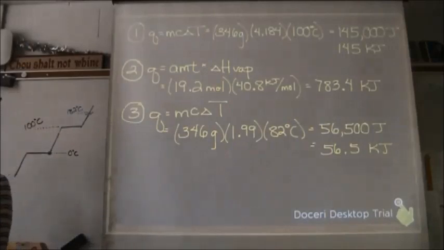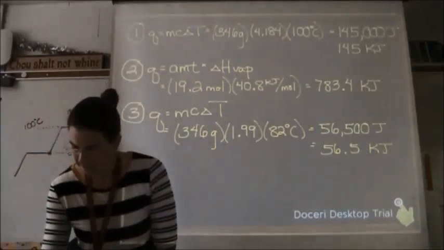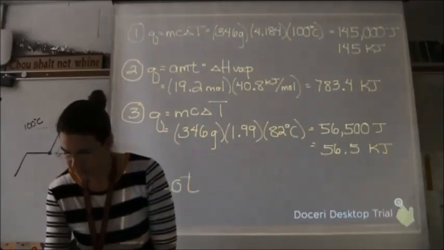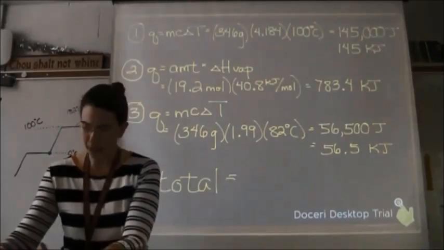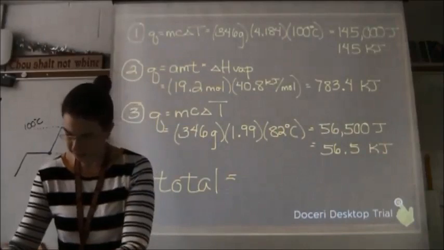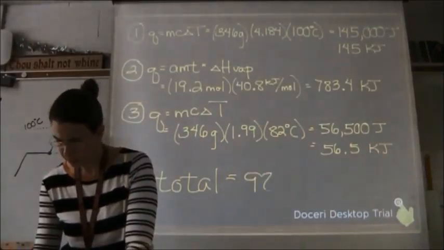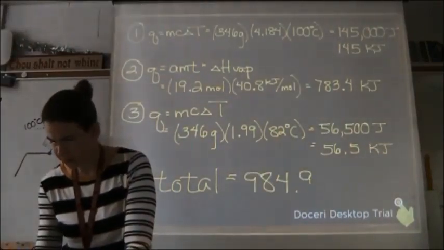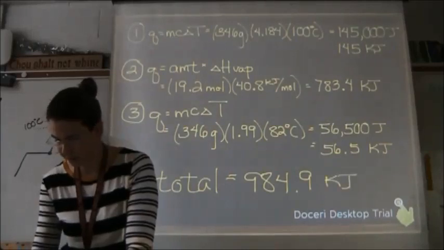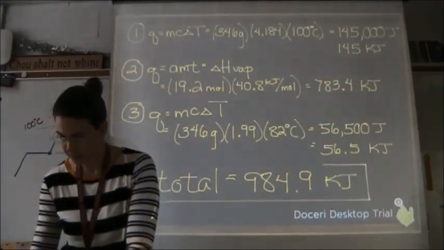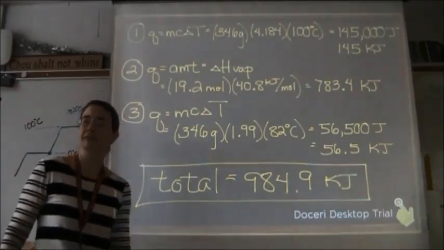What do you suppose I do to get the total? Add them up. That's it. I add all my heats in kilojoules. You should get something pretty close to this number. Problem done. Okay?